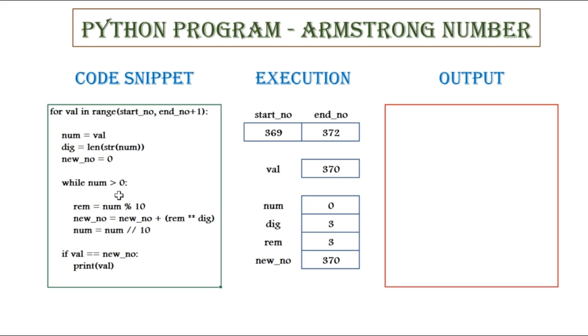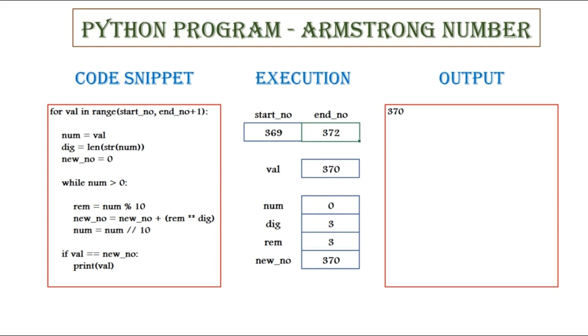So the control comes out of this while loop and it goes to the if condition, where it is going to check if val is equal to the new number. The value in val is 370 and the value in new number is also 370. So 370 gets printed on the screen. And this is how the for loop and the while loop executes for the numbers between the start number and the end number to get the list of Armstrong numbers between these values.